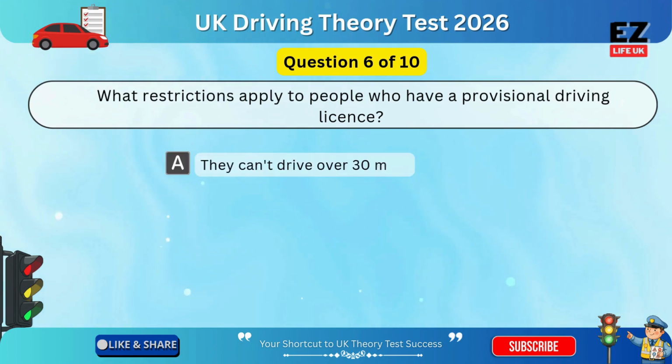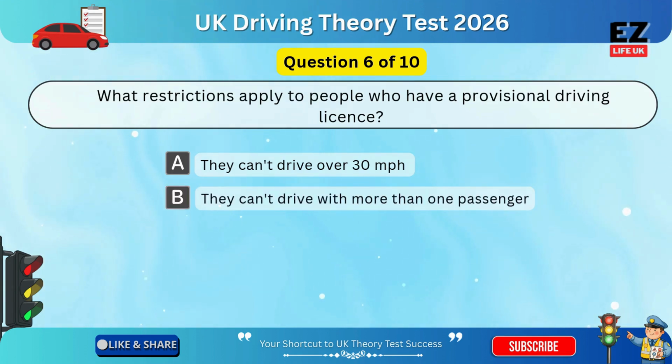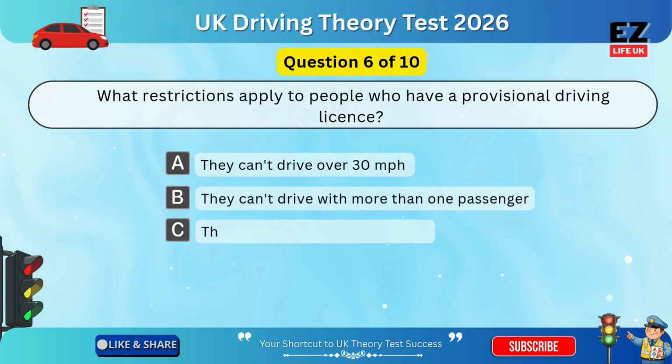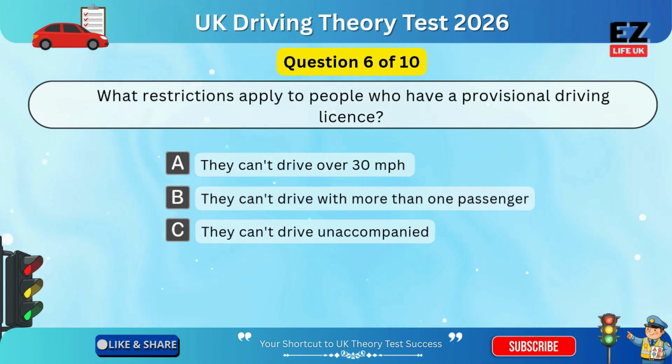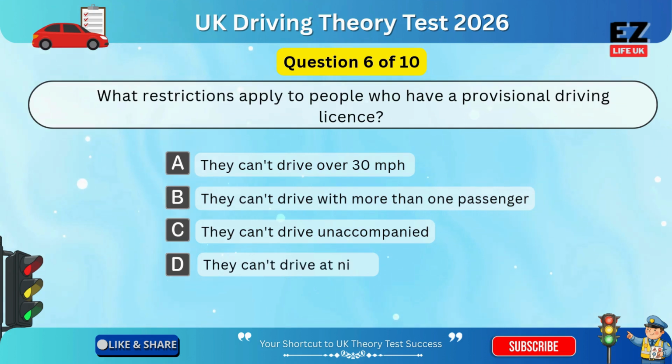Option A, they can't drive over 30 miles per hour. Option B, they can't drive with more than one passenger. Option C, they can't drive unaccompanied. Option D, they can't drive at night.